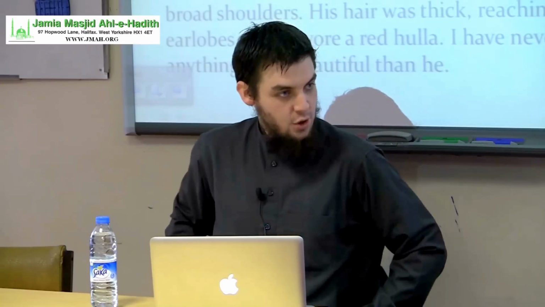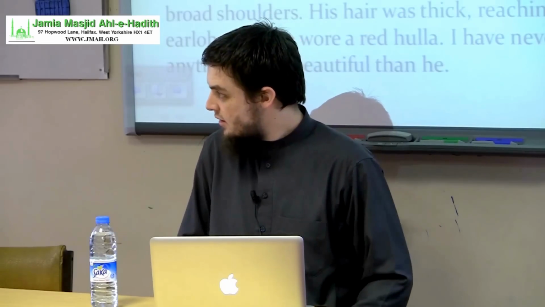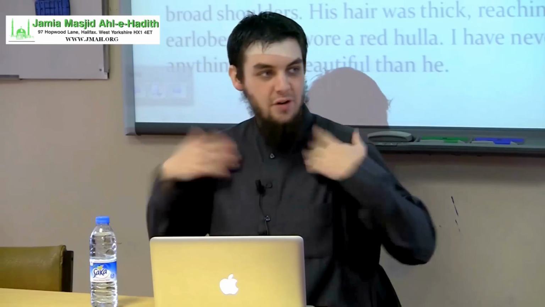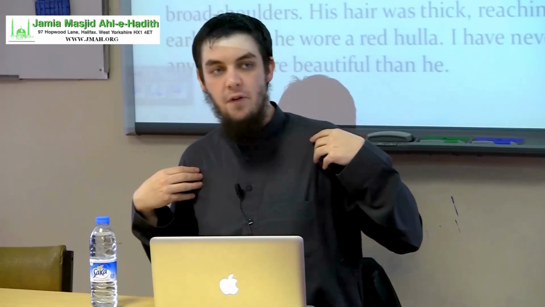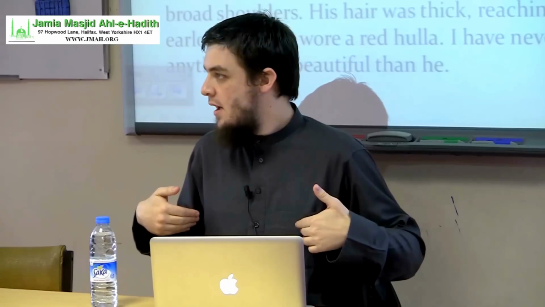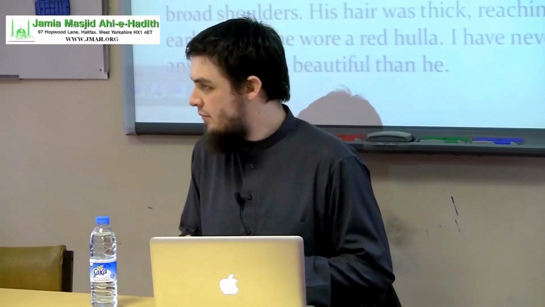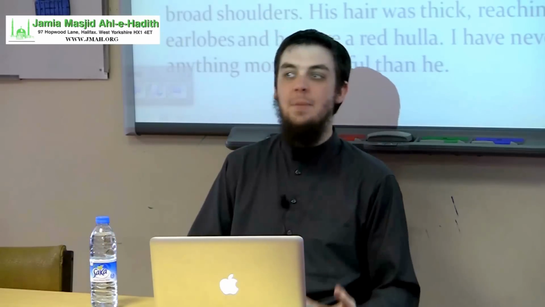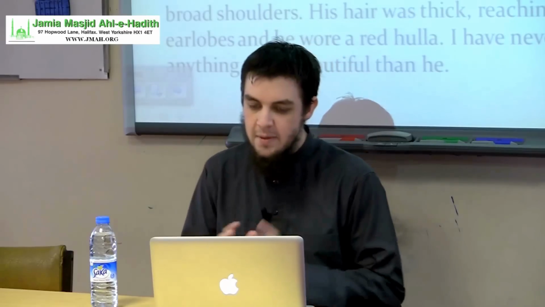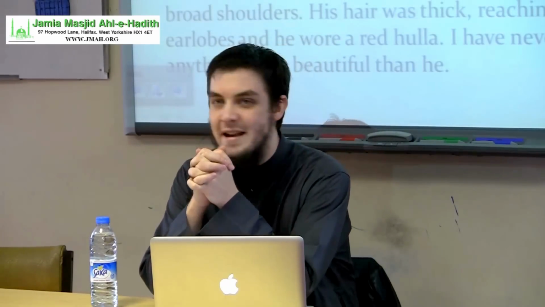And a rida is what you wrap. So in ihram, you have your izar, which is the bottom part, and you have your rida, which is the top part. A hulla is something made up of those two parts. The reason they say it's called a hulla is because one of them overlaps the other. Now, the problem here is not the hulla. What's the problem here? The color red.